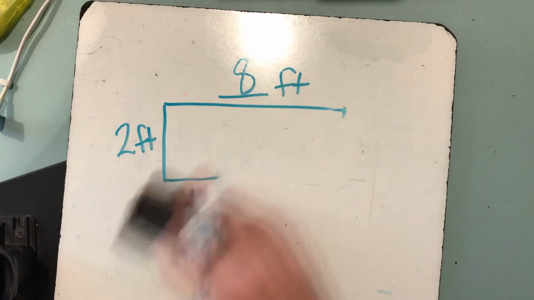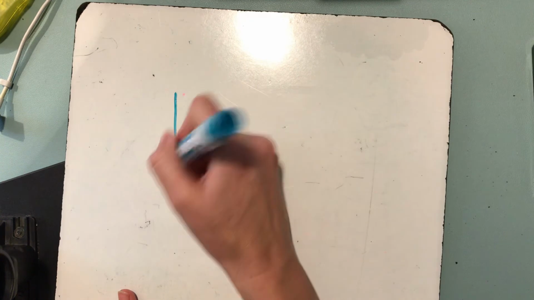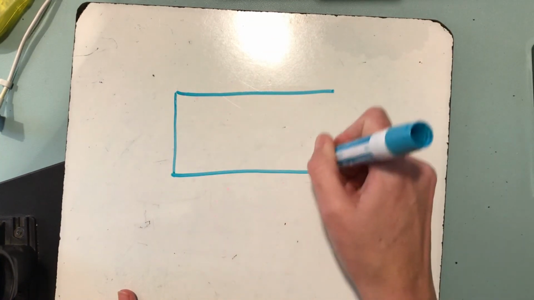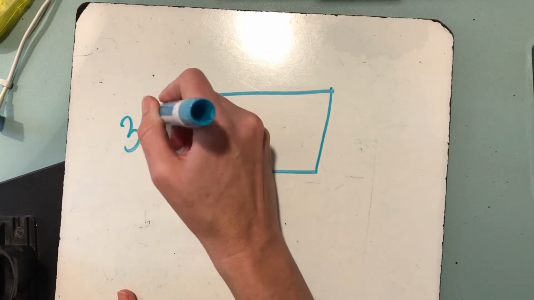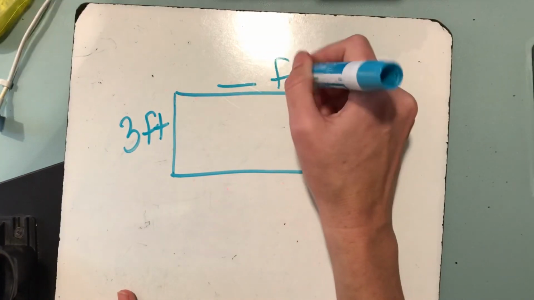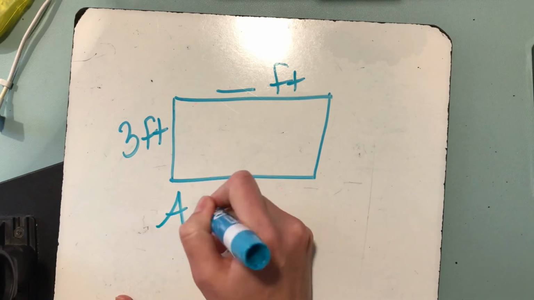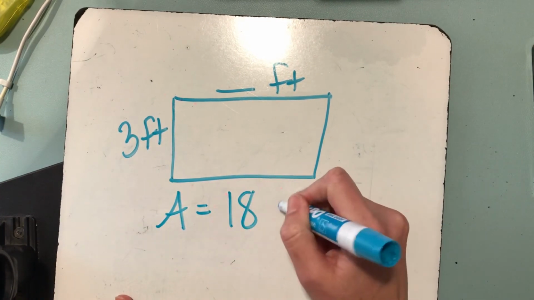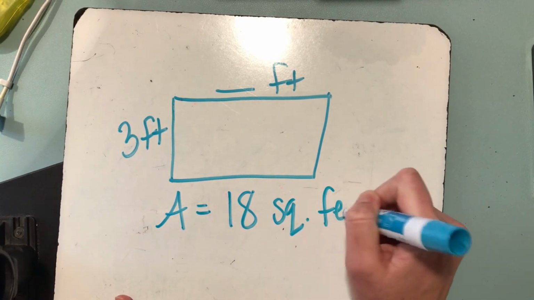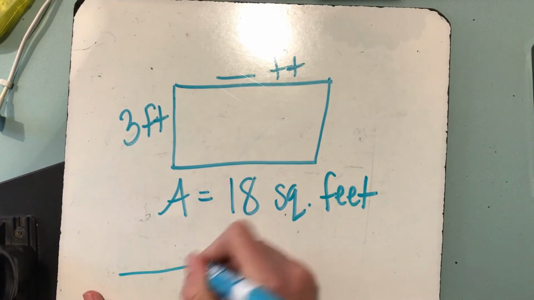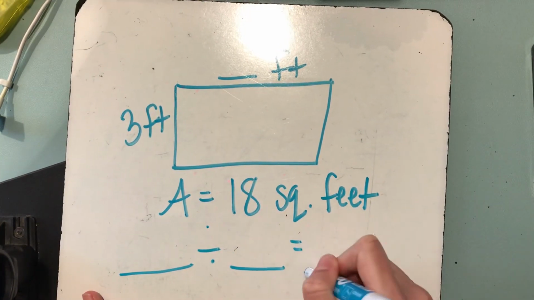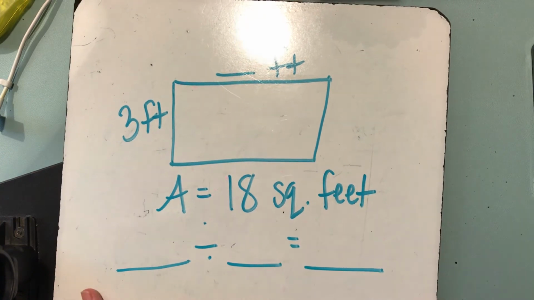Okay, let's do another one. Erase your board. If you don't want to draw the picture out, you don't have to. Whatever works for you. Okay. We know this side is 3 feet. We don't know what the length is, but we know that the area total is 18 square feet. Set up your division problem and solve. So pause the video and see if you get it right.